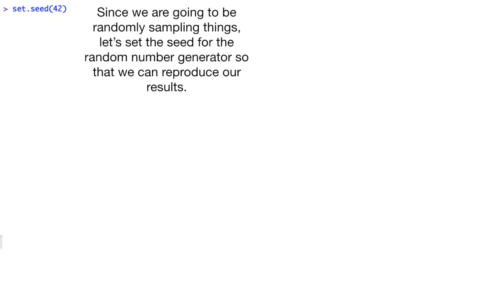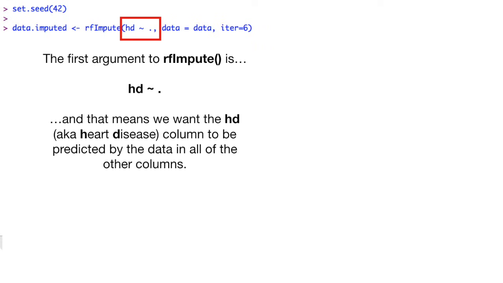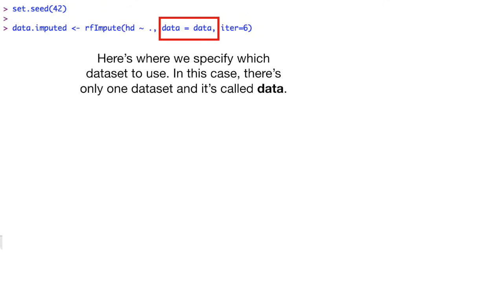Since we're going to be randomly sampling things, let's set the seed for the random number generator so that we can reproduce our results. Now we impute values for the NAs in the dataset with rfImpute. The first argument to rfImpute is HD tilde dot, and that means we want the HD, aka heart disease, column to be predicted by the data in all of the other columns. Here's where we specify which dataset to use. In this case, there's only one dataset, and it's called data.